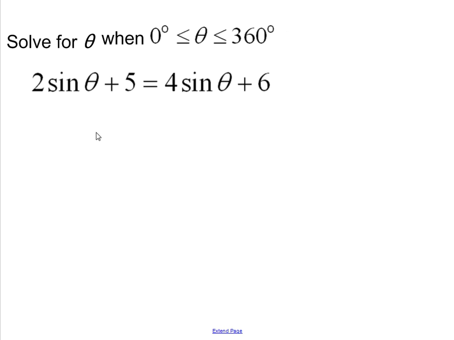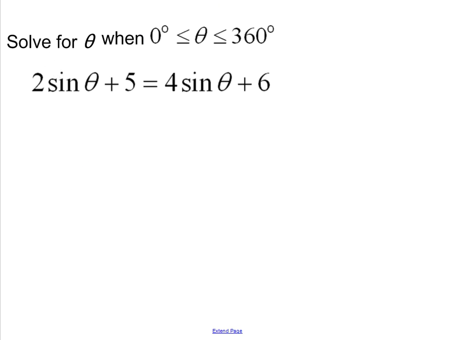So same interval, 0 to 360 degrees. We know our answer needs to be in degrees, and we know it needs to be contained in that interval. Do pay attention. Sometimes in some questions, there's not a little underline here on the 360. In other words, it's just 0 up to 360, not including. So pay attention to that. Okay? All right, so let's work this one out.